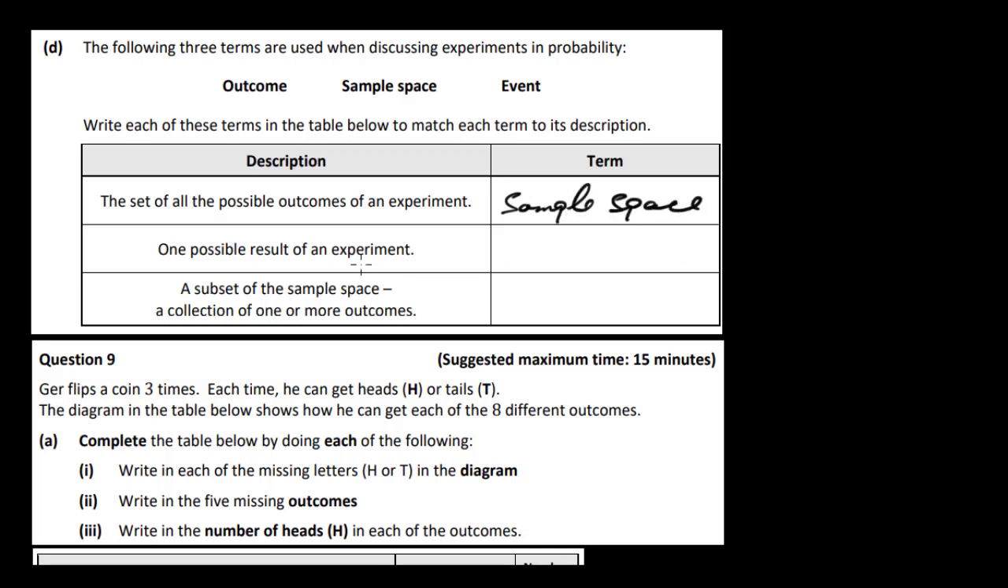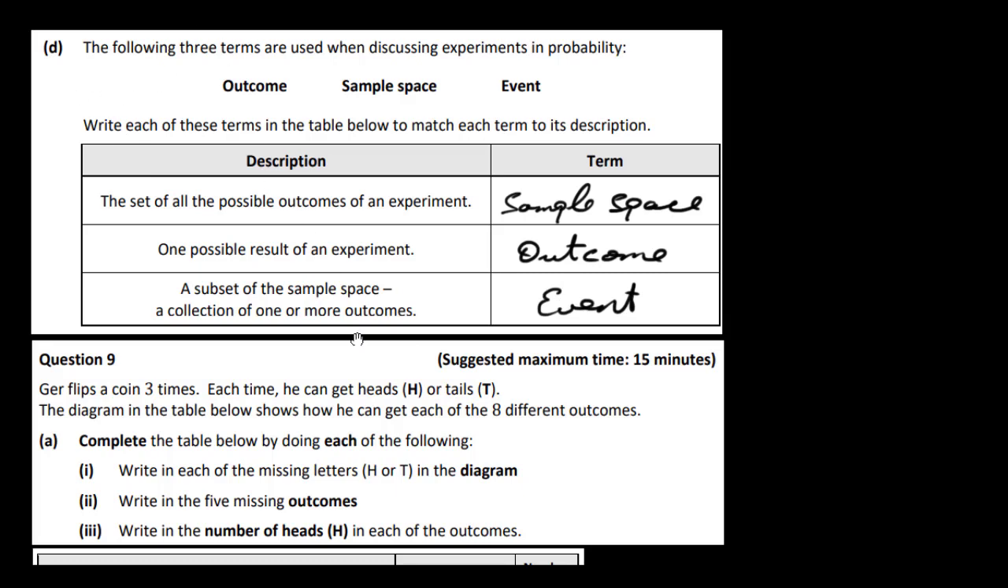One possible result of an experiment is just called an outcome. And a subset of the sample space, a collection of one or more of the outcomes, is just called an event. Okay, so that's question 8.